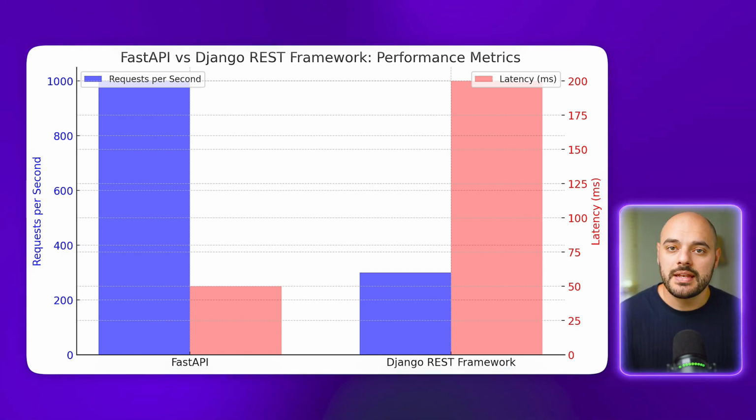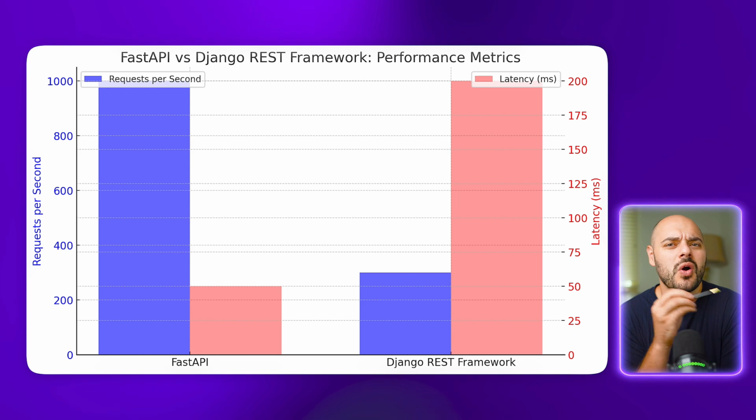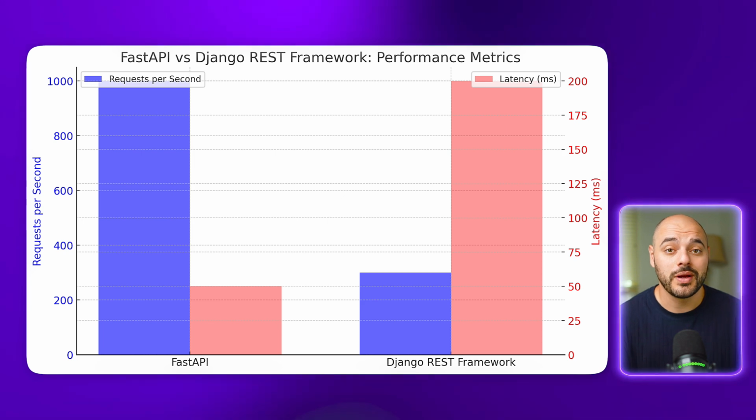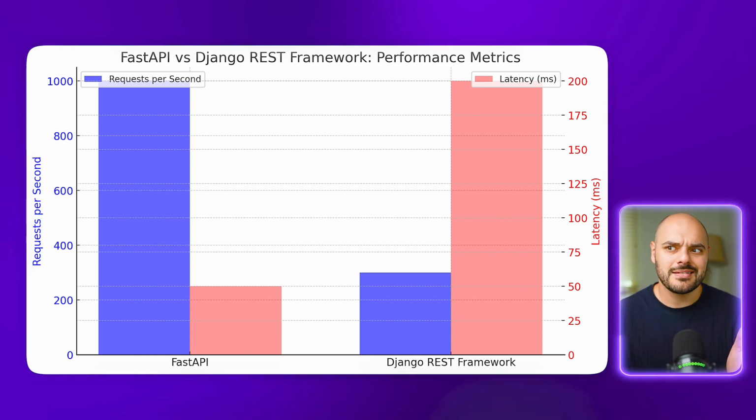when it comes to requests per second. Now, when it comes to latency, though, is where I was a little bit more surprised, because FastAPI also came out ahead with an average latency of just 50 milliseconds, where DRF's latency was around 200 milliseconds. This lower latency means that FastAPI can respond to client requests very quickly in both latency and requests per second. So when it comes to performance, I'm going to have to say FastAPI is the winner.